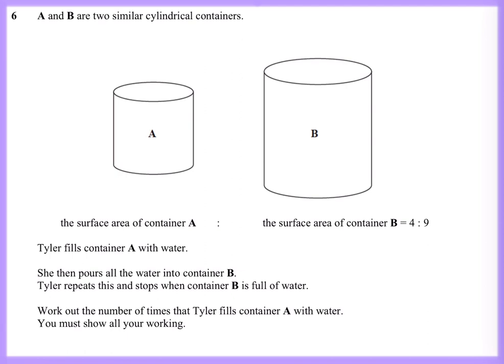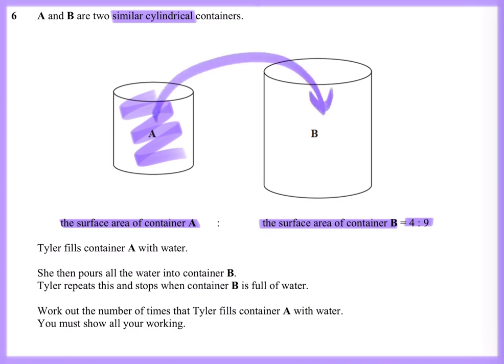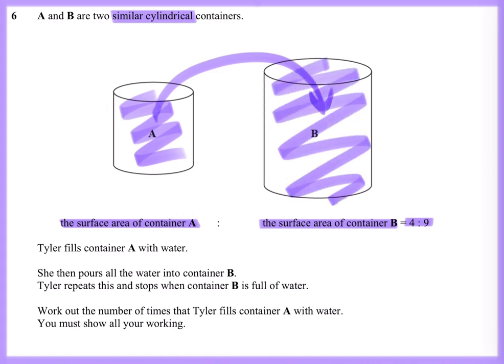A and B are two similar cylindrical containers. We've been told that they're similar shapes, and the ratio of the surface area of A to the surface area of B has been given to us, not the actual surface areas. Tyler fills container A with water. She then pours all the water into container B. Tyler repeats this and stops when container B is full of water. So she repeats it until this one's full of water.